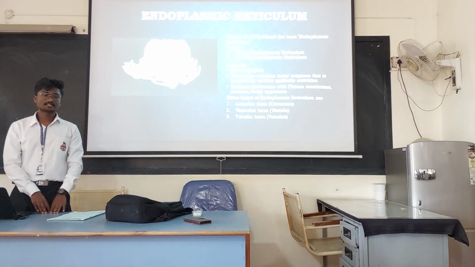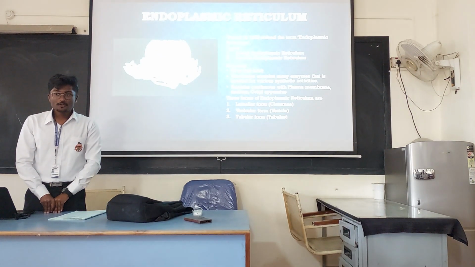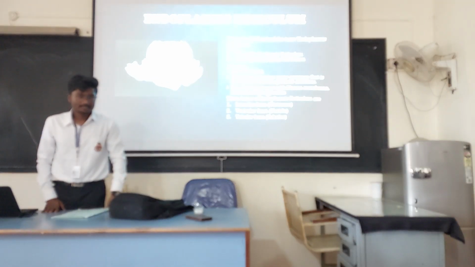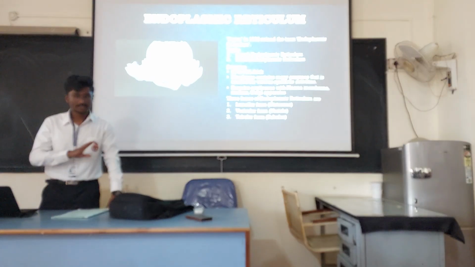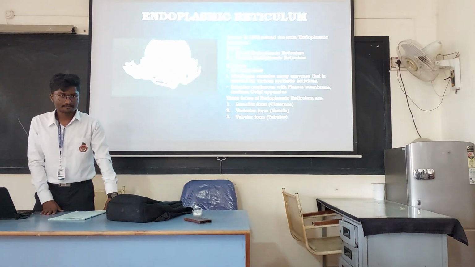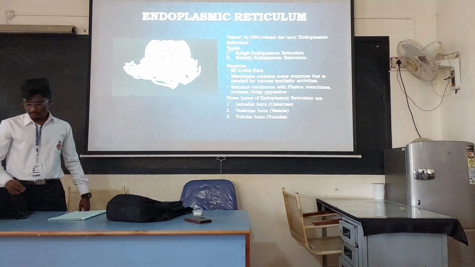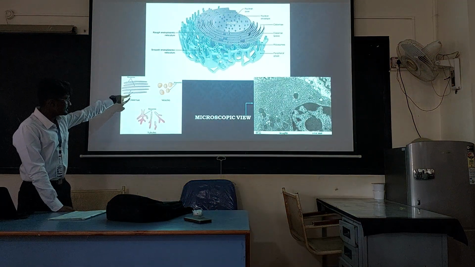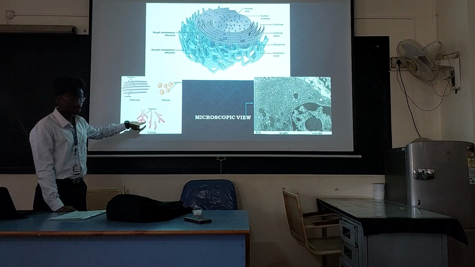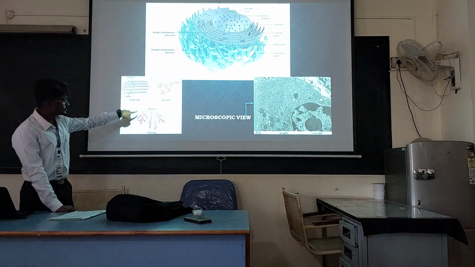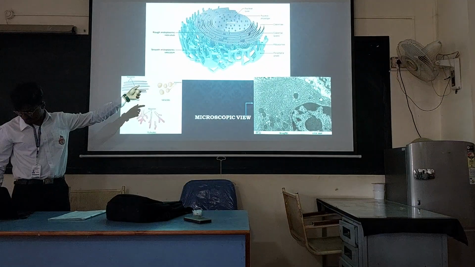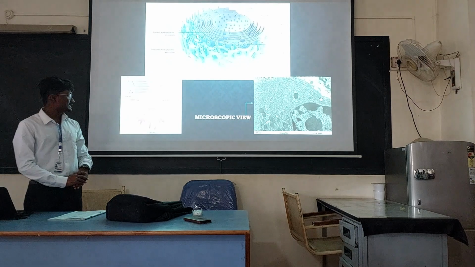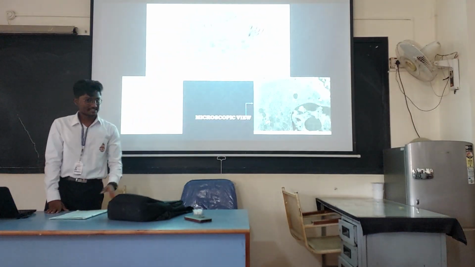So let us go to the structure of endoplasmic reticulum. Endoplasmic reticulum is as thick as the cell membrane, around 50 to 60 angstroms. Then the structure of endoplasmic reticulum is of three types: cisternae, vesicles, and tubules. So it is also called lamellar, tubular, and vesicular.